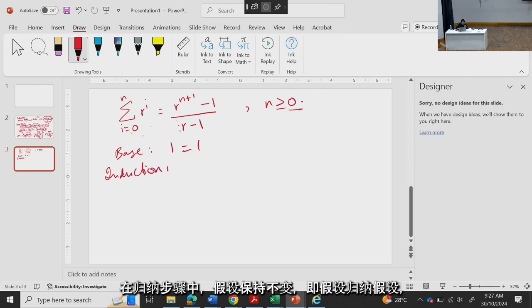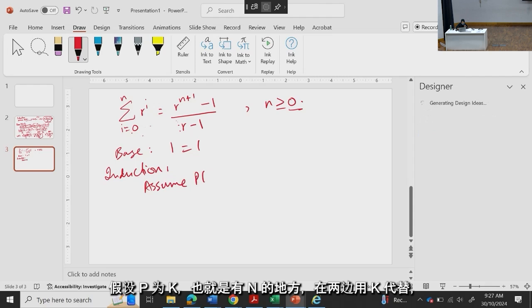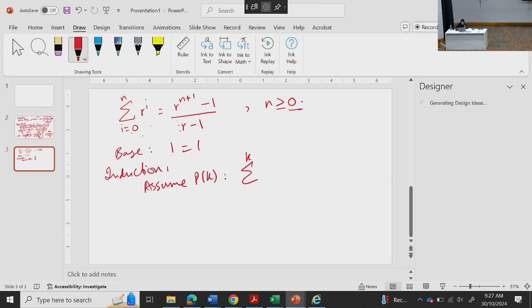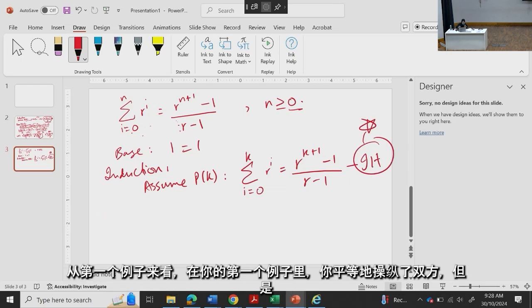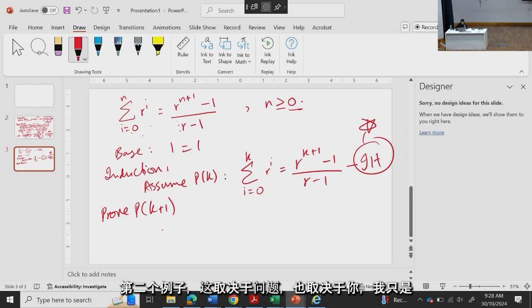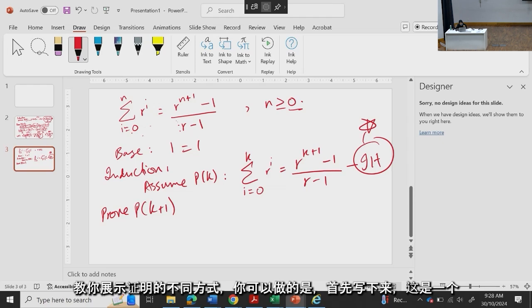The hypothesis will remain the same, which is assume the inductive hypothesis, assume P of k, which is wherever you have n, replace it with k on both sides. Okay, this is your inductive hypothesis. This is important. Now, the proving part will be different from the first example. In your first example, you manipulated both sides equally, okay? But in the second example, it depends on the question, and it's up to you also. I am just teaching you a different way of showing the proof.